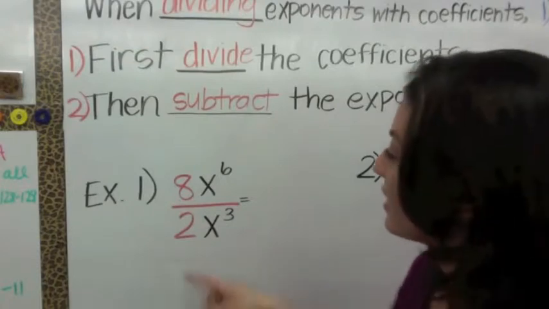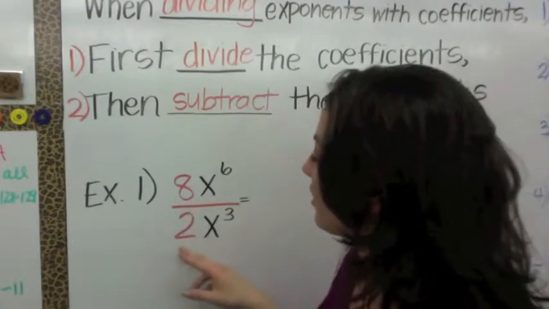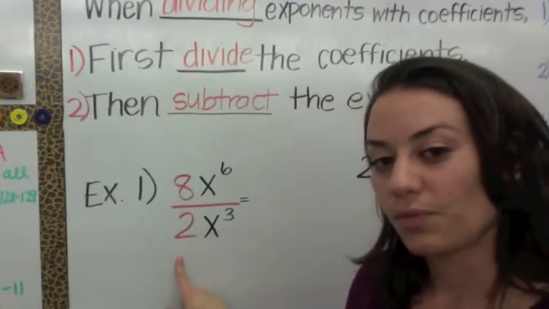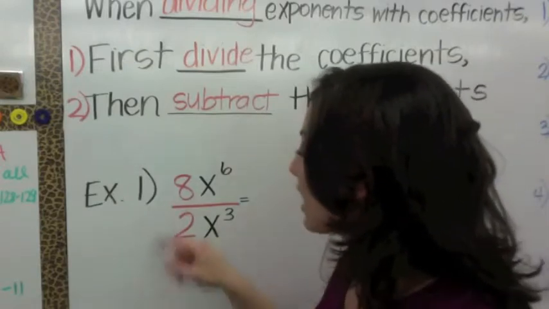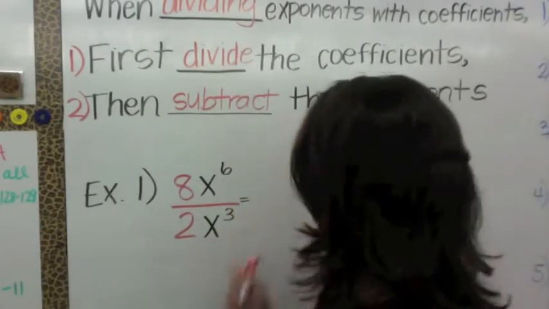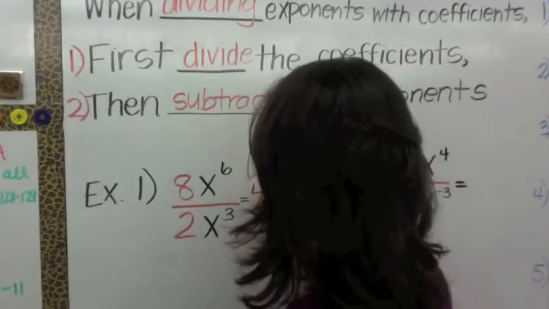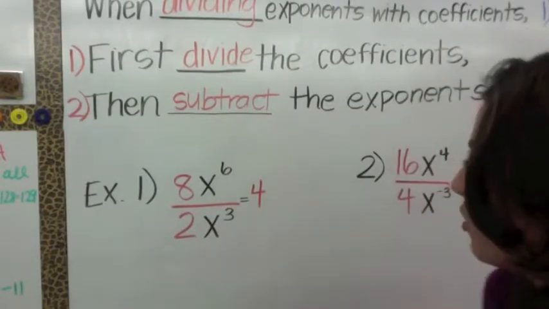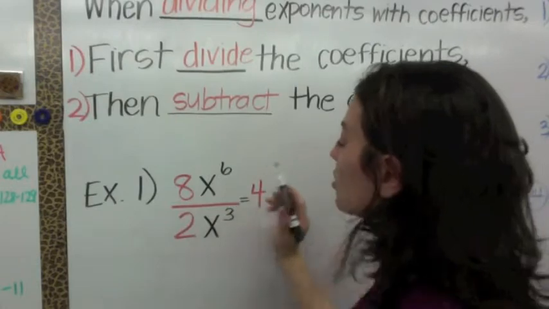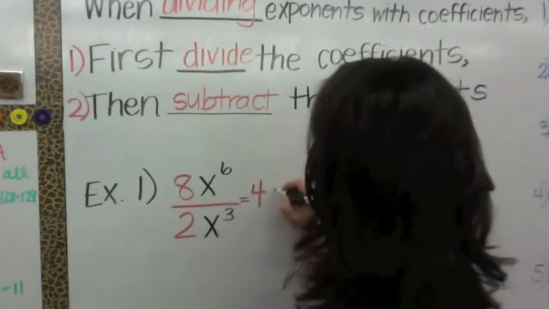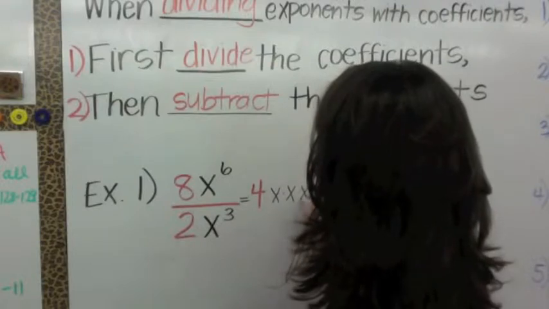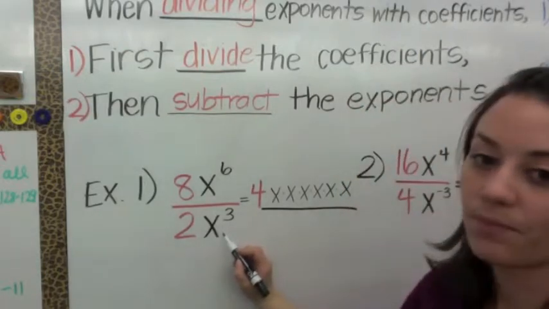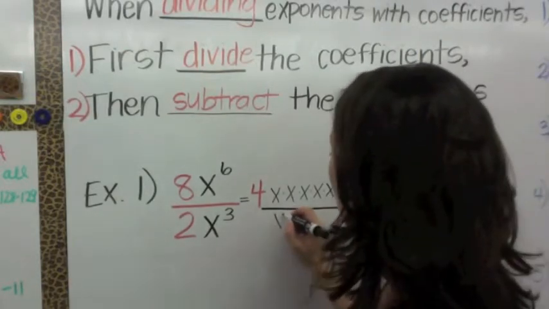In this example, it says 8x to the power of 6 divided by 2x to the power of 3. First you have to divide the coefficients. What is 8 divided by 2? How many times can 2 go into 8? 2, 4, 6, 8. So that's going to be 4. Then you have to subtract the exponents. Let's expand it. How many x's are on top? 6: 1, 2, 3, 4, 5, 6. Divided by how many x's now? We have 3: 1, 2, 3.